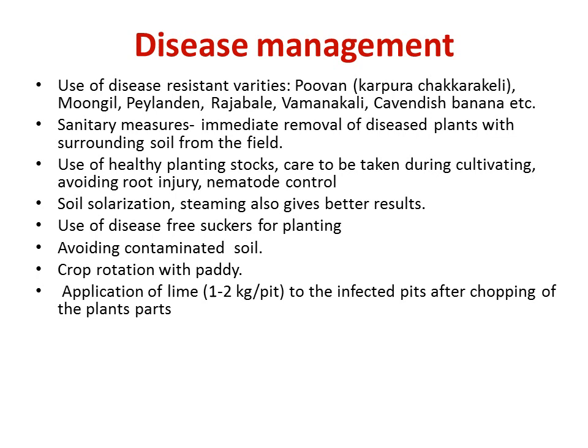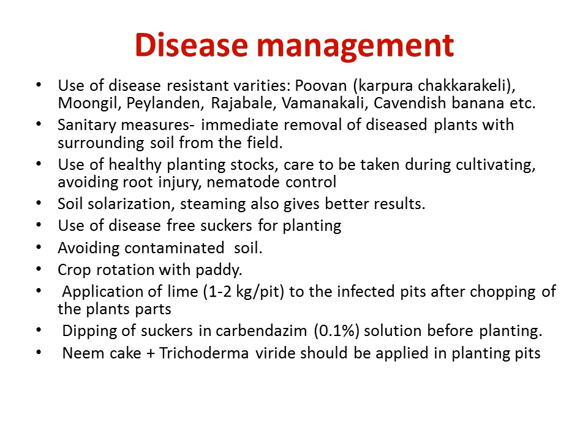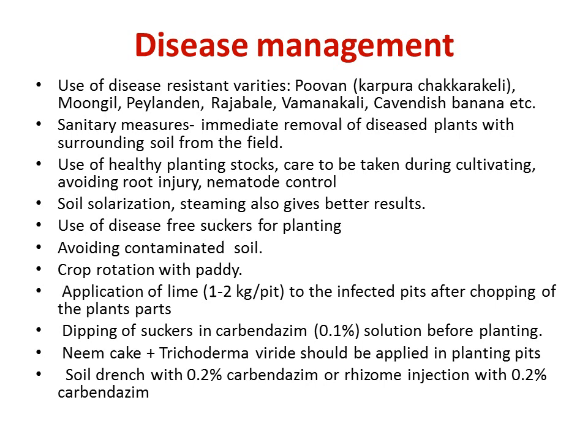so that we can control this pathogen. Dipping of sucker in 0.1% carbendazim solution before planting. Before planting the sucker, it is better to treat it with carbendazim so that the chances of infection can be avoided. Neem cake, as we know, neem is also a very good biopesticide, along with Trichoderma viride, should be applied in the planting pit to get better results. And also soil drench with 0.2% carbendazim or rhizome or sucker injection with 0.2% carbendazim also gives very good results. These are some of the methods to control this Panama wilt.